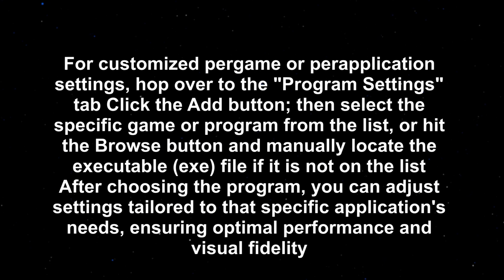For customized per game or per application settings, hop over to the Program Settings tab and click the Add button. Then select the specific game or program from the list, or hit the Browse button and manually locate the executable .exe file if it is not on the list. After choosing the program, you can adjust settings tailored to that specific application's needs, ensuring optimal performance and visual fidelity.